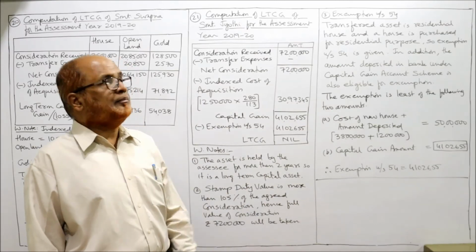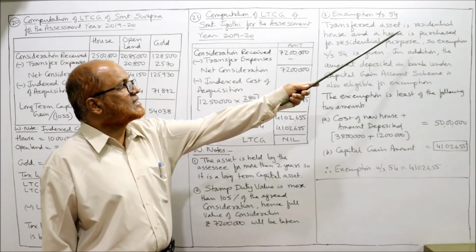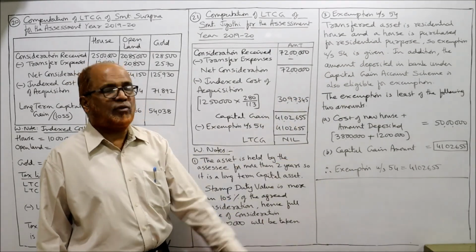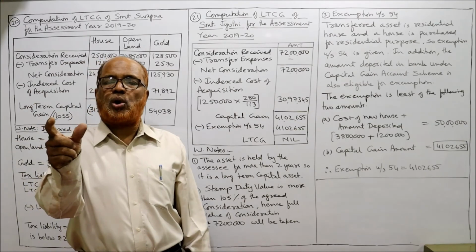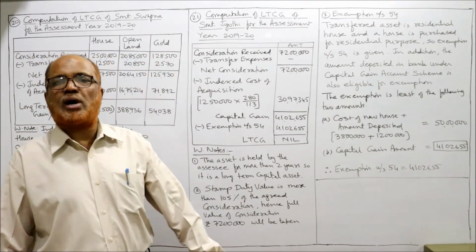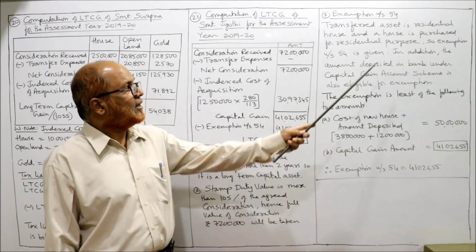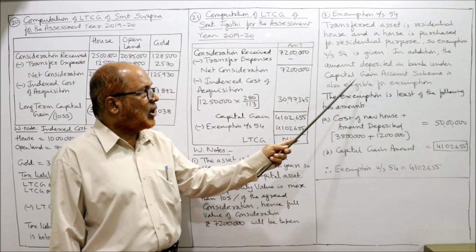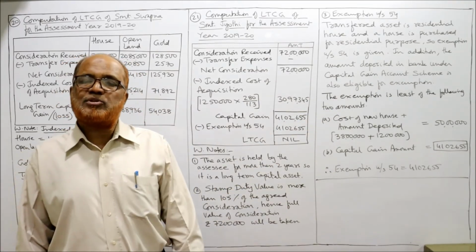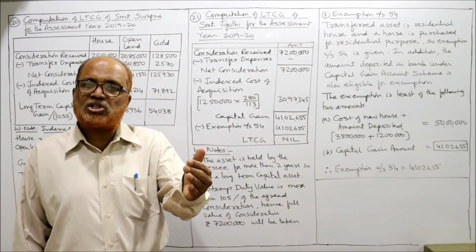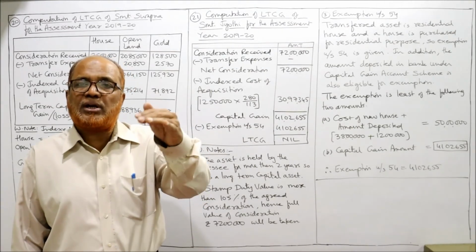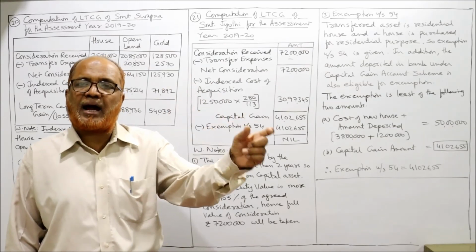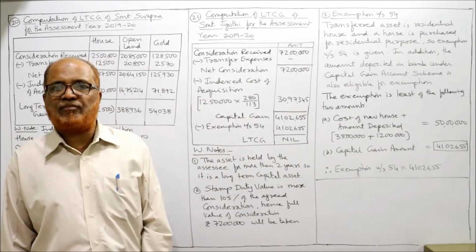Now, exemption under section 54. The transferred asset is a residential house and a house is purchased for residential purpose. So exemption under section 54 is given. One residential house is sold, another residential house is purchased, so exemption under section 54 is allowed. In addition, the amount deposited in the bank under the capital gain account scheme is also eligible for exemption. The exemption will be given for the cost of the new residential house plus the amount deposited in a public sector bank under the capital gain account scheme. Both will be eligible for exemption.